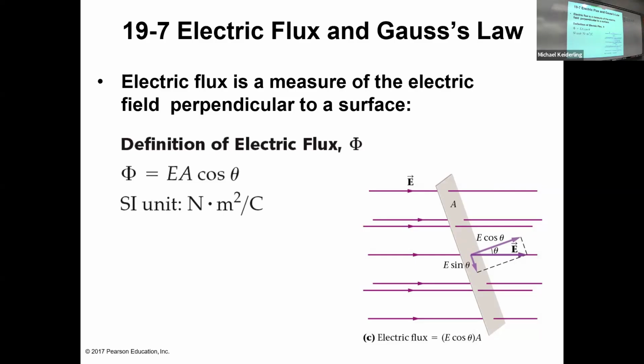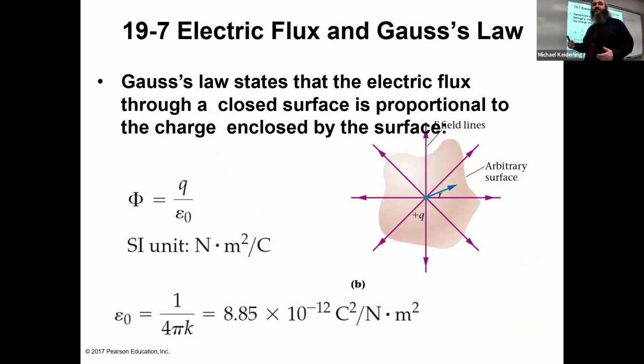But the thing that makes this useful is that it turns out each little bit of charge puts out a certain amount of total flux. If you enclose it, that's how much flux would exit a sealed volume. So Gauss's law is that the electric flux through a closed surface, the amount of flux that comes out of a sealed volume, is proportional to the charge that's inside it, because each little bit of charge puts out a certain amount of flux.